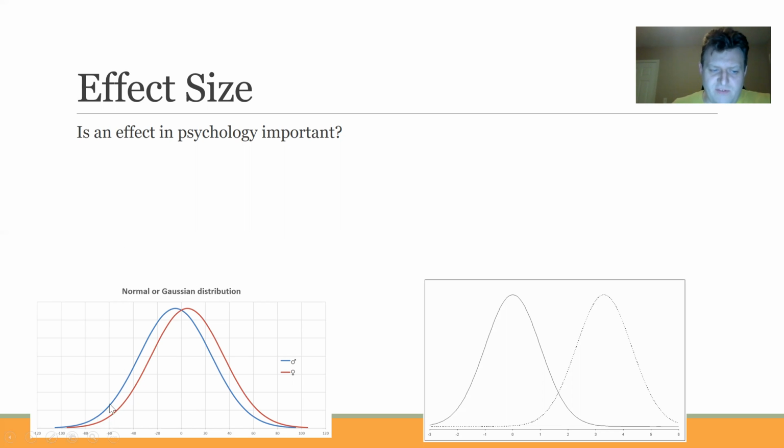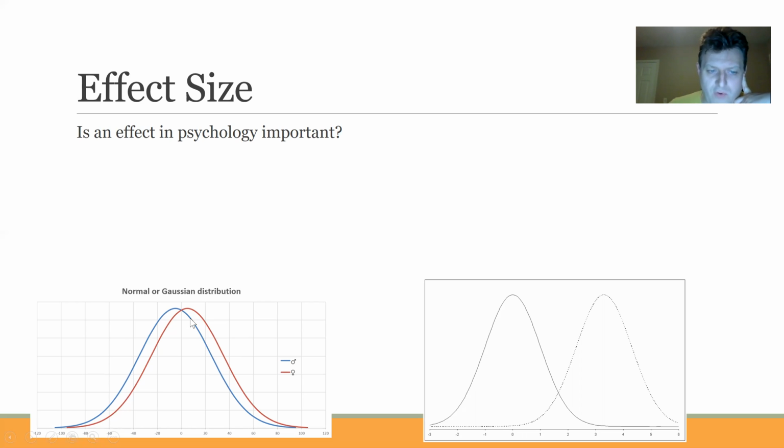We can see these by these two population distributions right here. We see females in red here, we see males in blue here. Imagine that this is something like reading comprehension. Is that anything to write home about? I mean, yeah, it's an effect. Yeah, we need to talk about it. But in the grand scheme of things, this difference is very, very minute.